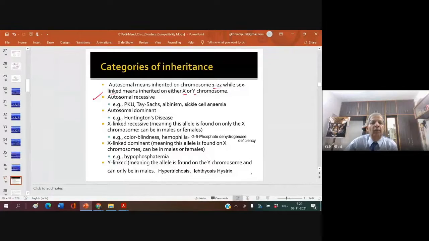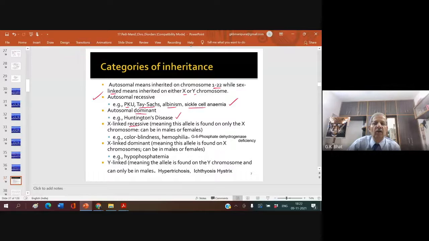Autosomal recessive examples, please take down, always asked in examination. Phenylketonuria, PKU, Tay-Sachs disease, albinism, sickle cell anemia, they are all examples of autosomal recessive. Autosomal dominant example: Huntington's disease.